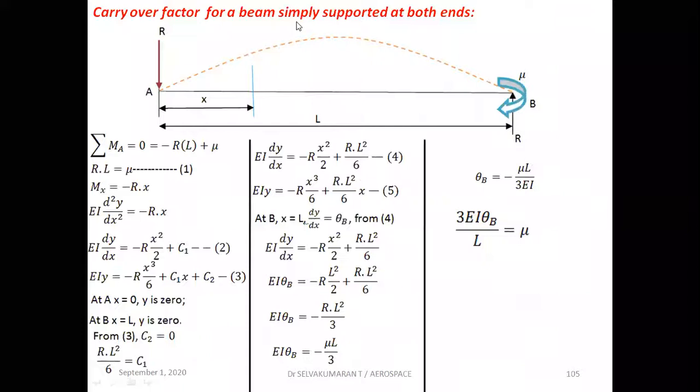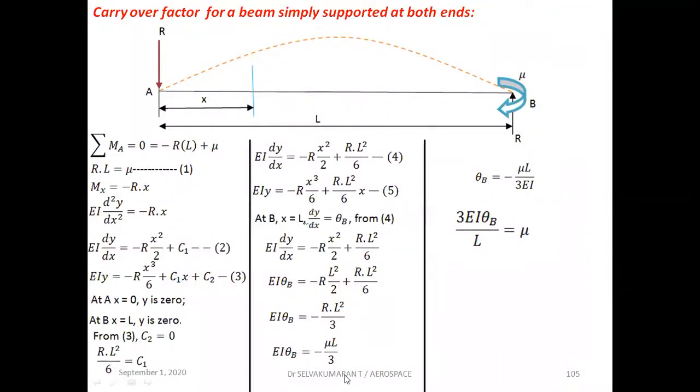Now, when you go to the next carryover factor for a beam simply supported at both the ends. So you can see the beam. Usually the beam will be resting on two supports, for example, whose support reactions will be facing upward, where here at the left hand it is facing downward.